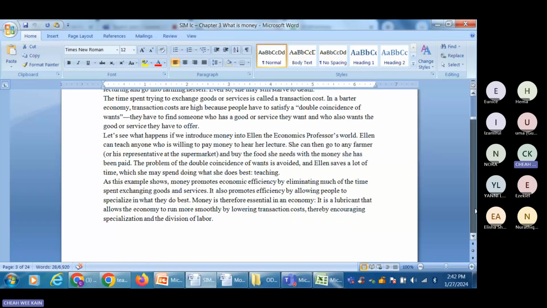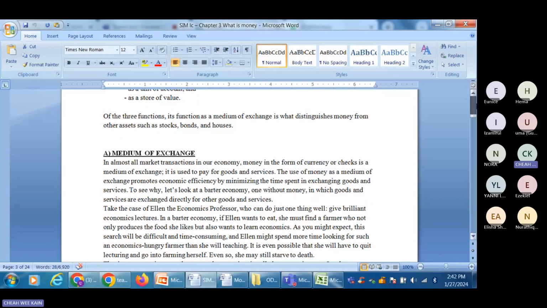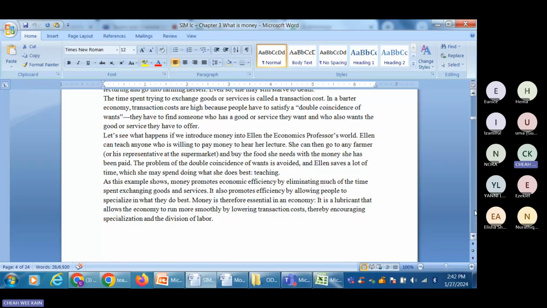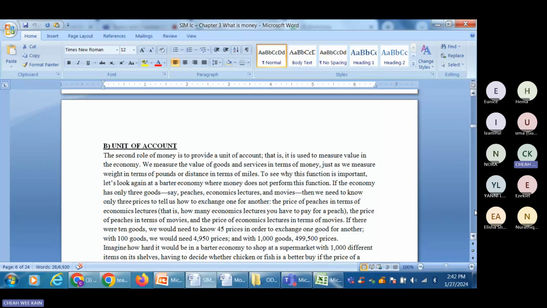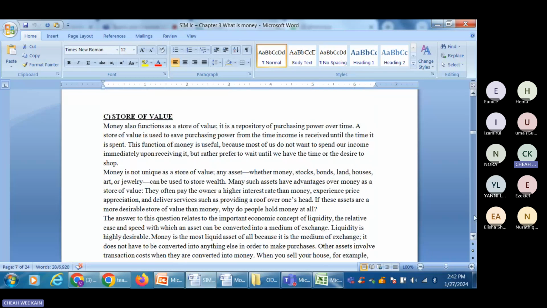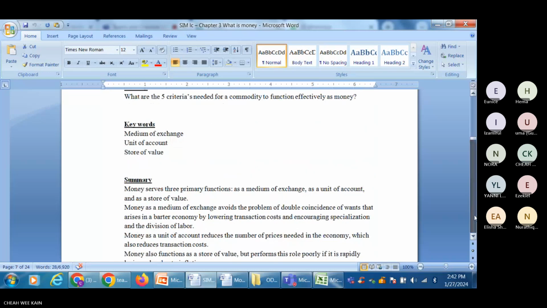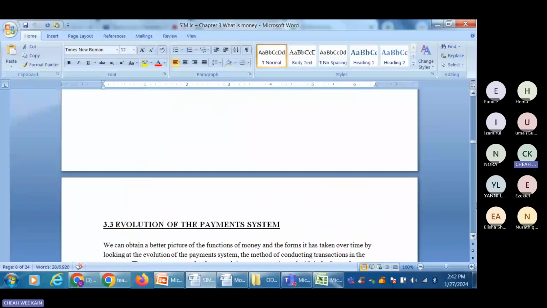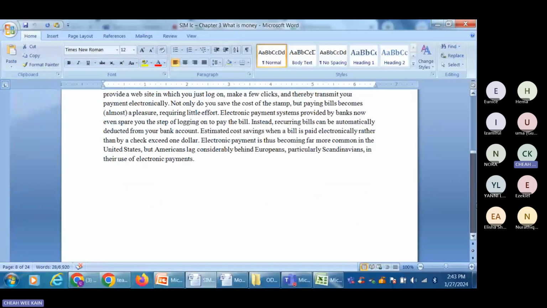So these are the functions of money. Medium of exchange: you give your paper currency and the seller will give you some goods or services. Unit of account: every currency has numbers on it, so you can see the number. And store of value: you can use the money now or you can use the money later on in the bank. Now, what are the five criteria? That's not so important, and everybody understands this one, so I'm not going to talk about it.